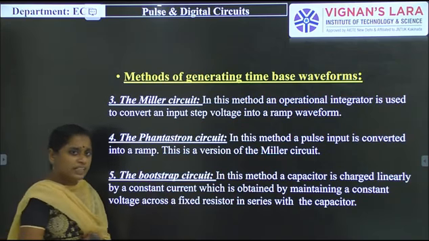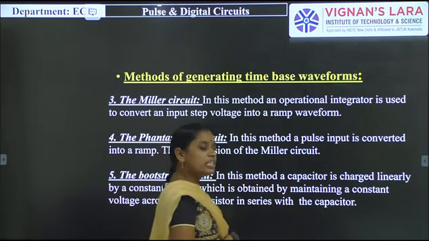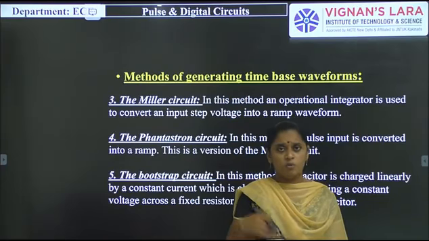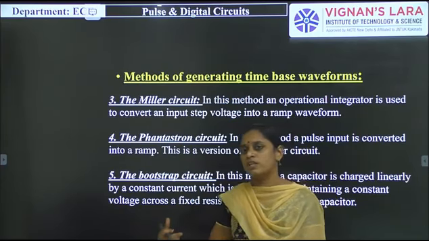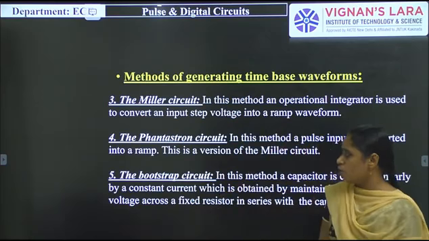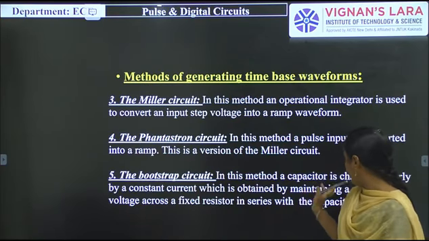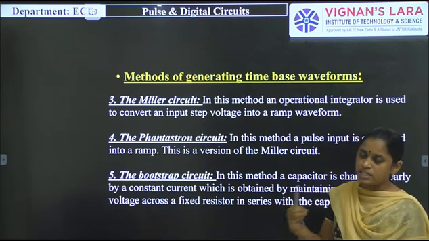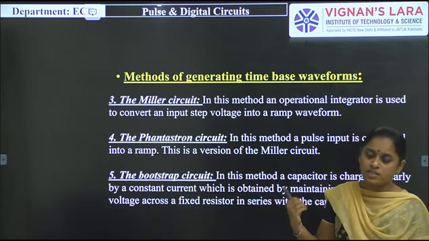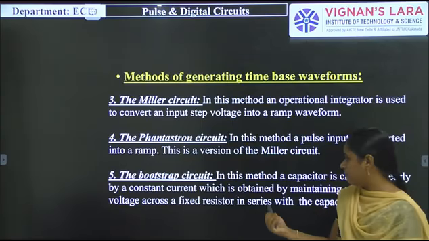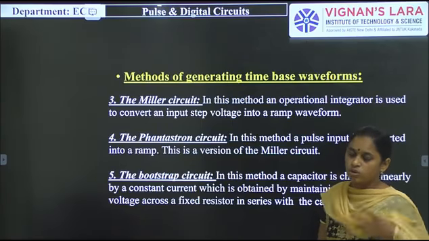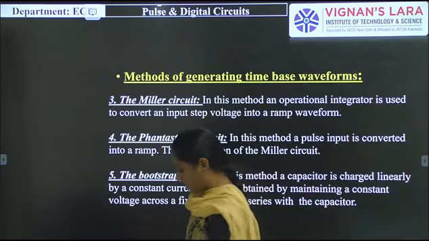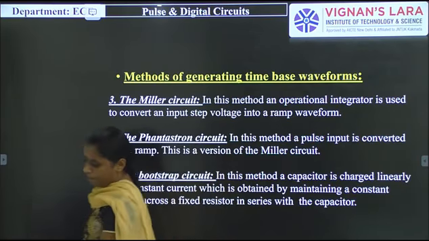How do we maintain the constant current? As we know that V is equal to IR. When we maintain the voltage as constant, obviously the current will also be maintained constant. So that is the thing about this, that is, by maintaining a constant voltage across a fixed resistor, the constant current will be maintained. So that is about the constant current based method, or bootstrap method.